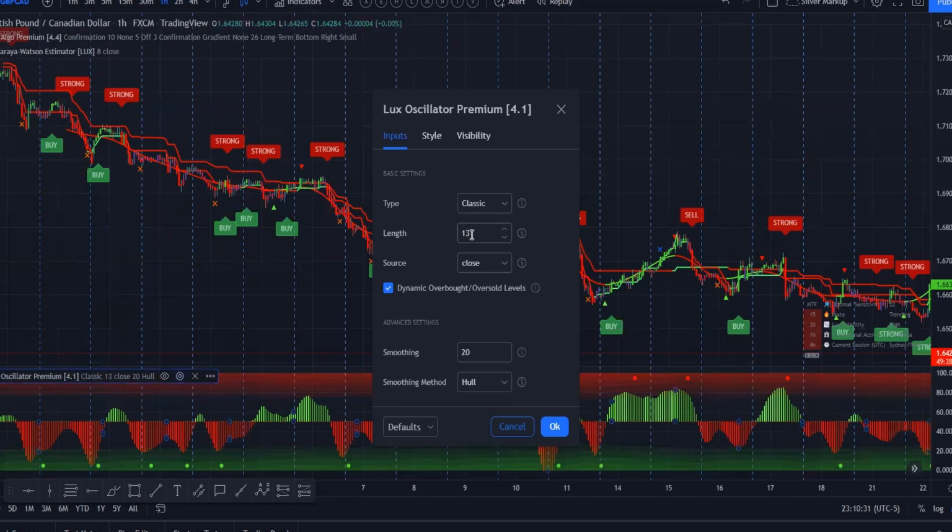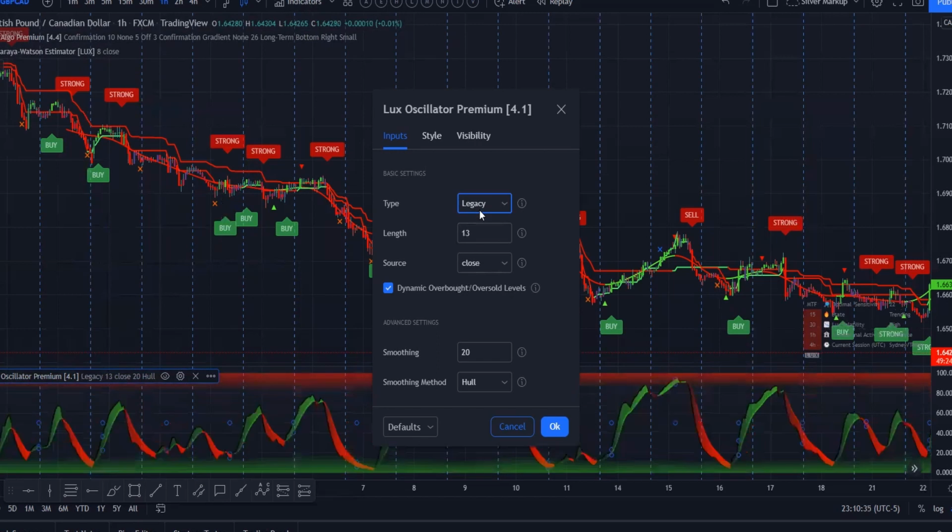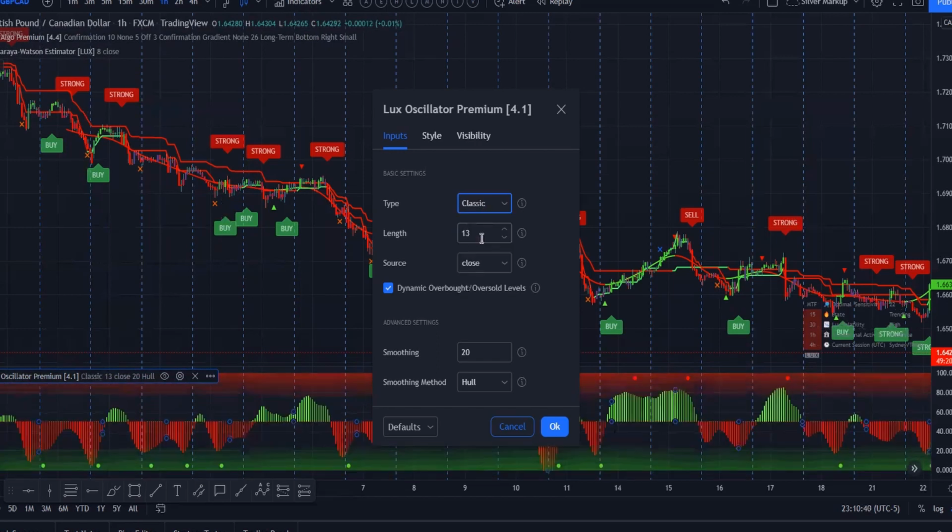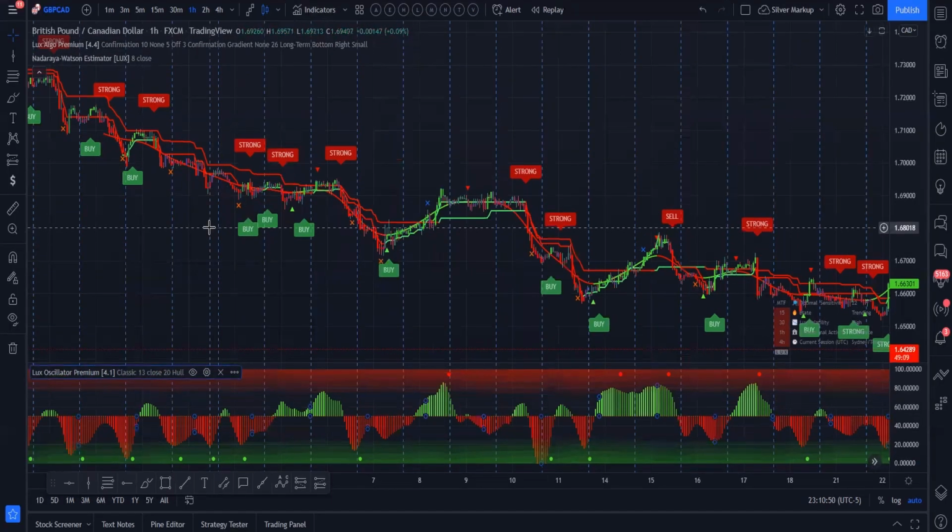You want to change the length to 13 and then change the type, because it's going to look like this at first. You want to change it to classic. So now you can get in and then also put in the dynamic overbought, oversold levels. So that way now your chart is set up the exact way mine is set up.